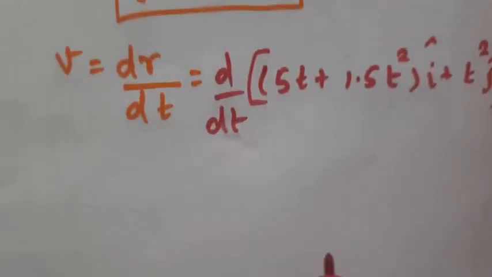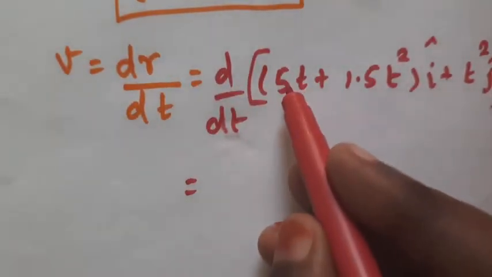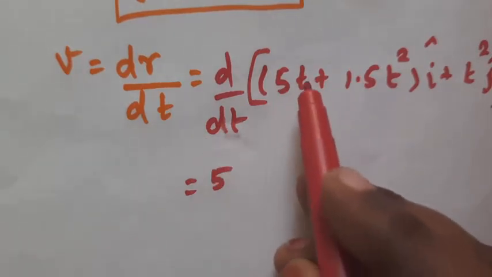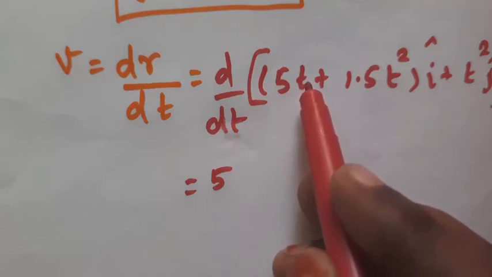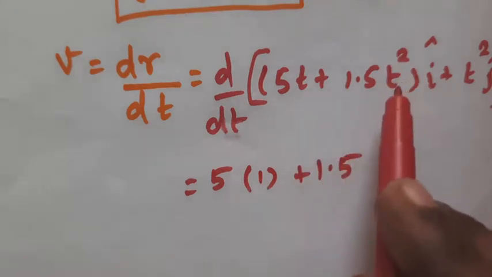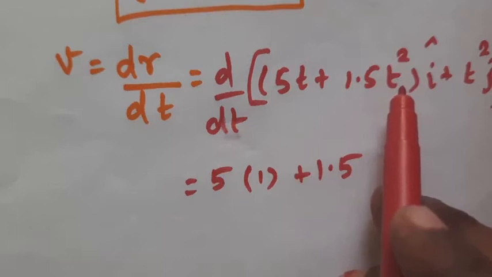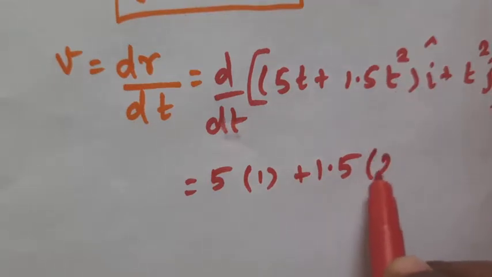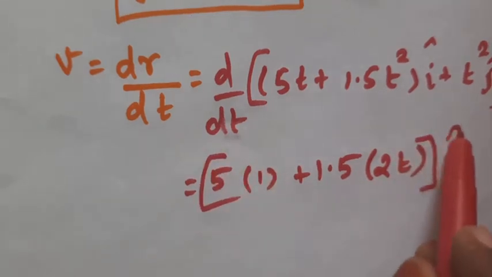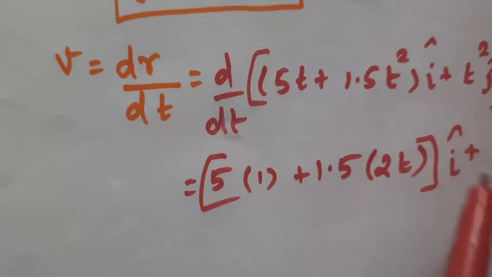If you differentiate that, what do you get? For the first term, take the 5 outside, and d by dt of t is 1, plus 1.5 into the differentiation of t square. While you differentiate t square, the result is 2t. So now you have this i cap plus the t square differentiation, which is 2t j cap.